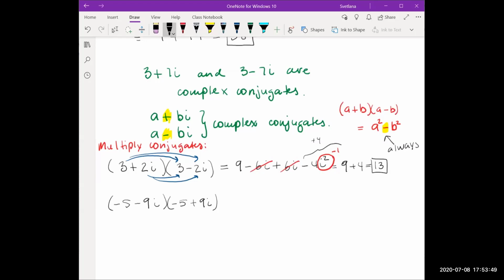Always minus here. And that's what we have. So when we multiply two complex conjugates, well, that's the setup we have, right? 3 plus 2i, it's like a plus b, times 3 minus 2i, it's like a minus b. So that means that another way to multiply them is to use that formula.